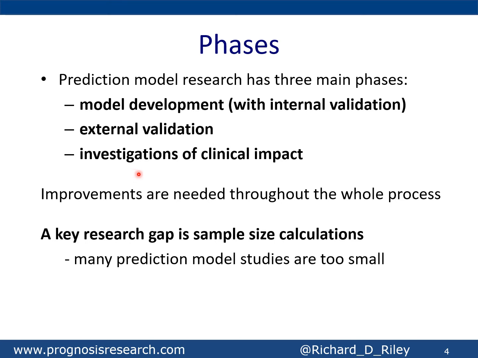Many improvements are needed throughout the whole of these different phases of prediction model research. One area that's really important and has been lacking is the thought about sample sizes. So when you develop your model, how large does the data set need to be to develop a reliable model? And when you externally validate a model, how large does the sample size need to be to reliably examine the performance of that model?